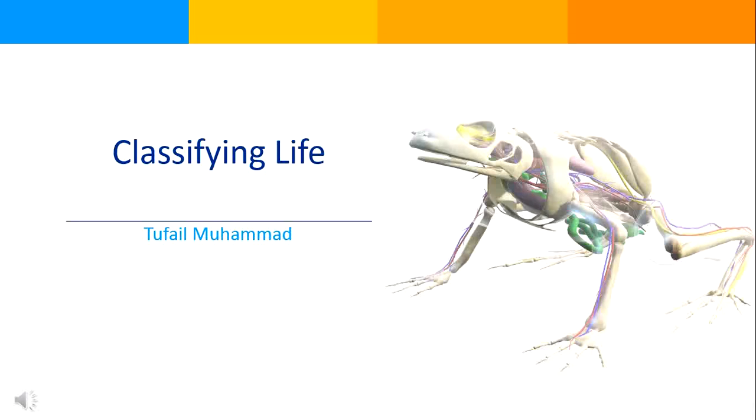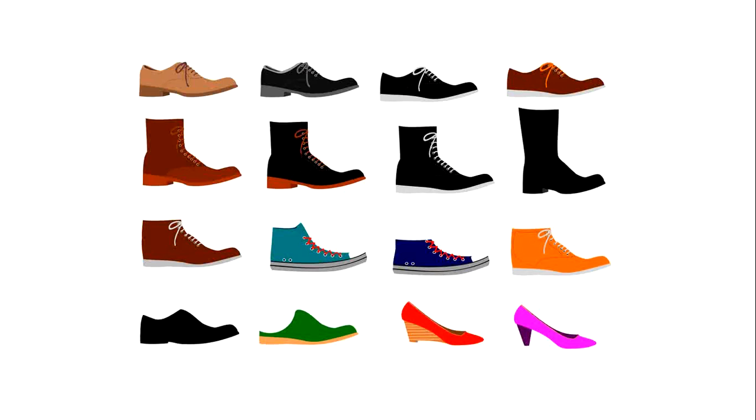Hopefully you're doing well. We'll continue with our new lesson, classifying life. You're seeing different kinds of shoes in the picture. Stop the video and make a list of how you can classify the shoes into different groups. So you can classify them according to the color, according to the size, the fastener type, or the sole type.